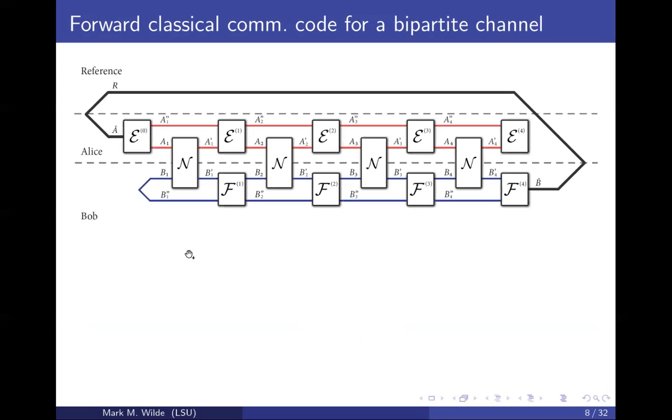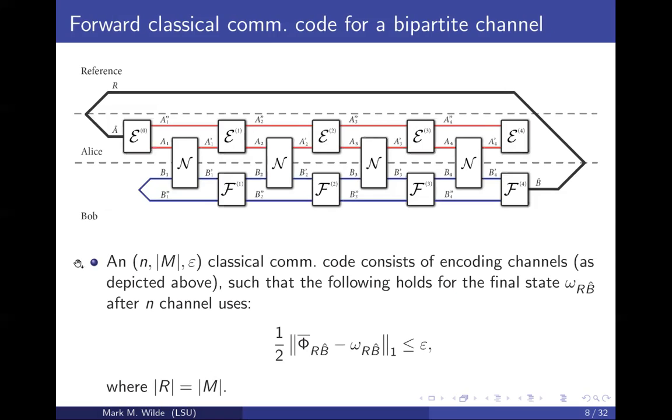This is a scheme for forward classical communication of this classical register from Alice, from her laboratory, to Bob's laboratory, by making use of the channel and by making use of adaptive local operations between every channel use. So this is a depiction of a scheme for forward classical communication that uses the channel 4 times. And of course, this can be generalized to little n uses of the bipartite channel, big N.